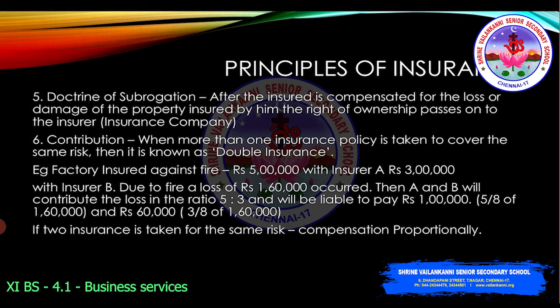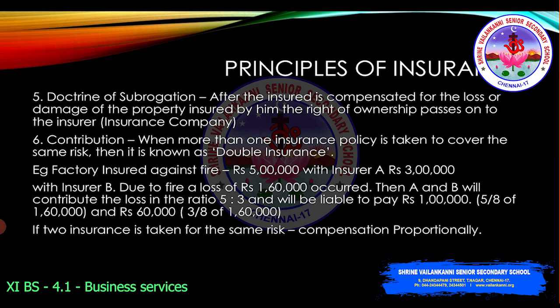Contribution is when more than one insurance policy is taken to cover the same risk, then it is known as double insurance. For example, if a factory is insured against fire for rupees 5 lakhs with insurer A and rupees 3 lakhs with insurer B, and due to fire a loss of rupees 1,60,000 occurred, then A and B will contribute to the loss in the ratio 5:3. A will be liable to pay rupees 1 lakh, that is 5 by 8 of 1,60,000, and B rupees 60,000, that is 3 by 8 of 1,60,000.